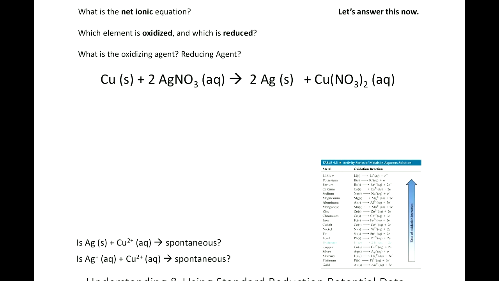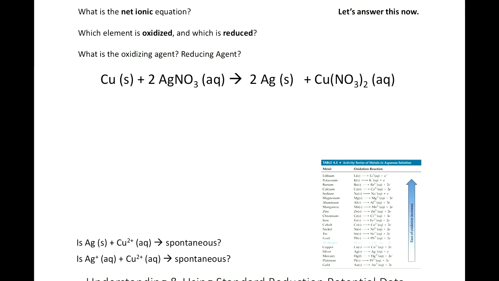All right, so let's now answer the questions. Let's look at this reaction and get the net ionic equation. How do we do that? For the net ionic equation, we need to go through all of the substances and identify the aqueous strong electrolytes. If it's aqueous and it's a strong electrolyte, then we split it up. And then to get the net ionic equation, we can remove spectator ions.